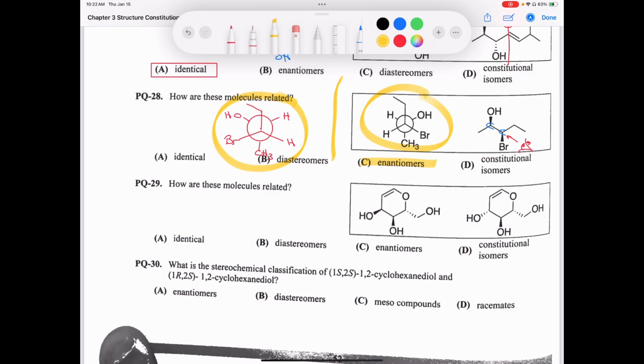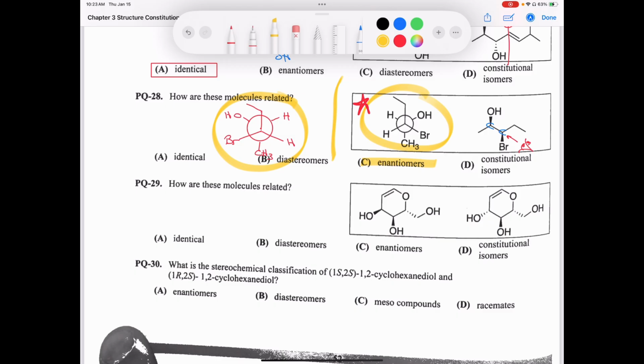There's other ways you could solve this problem. You could try to redraw the Newman projection that's shown here as a bond line structure and then assign R and S, and you'd see that the stereocenters change for each one of the chiral carbons. Either way works. All right, number 29, how are these molecules related?